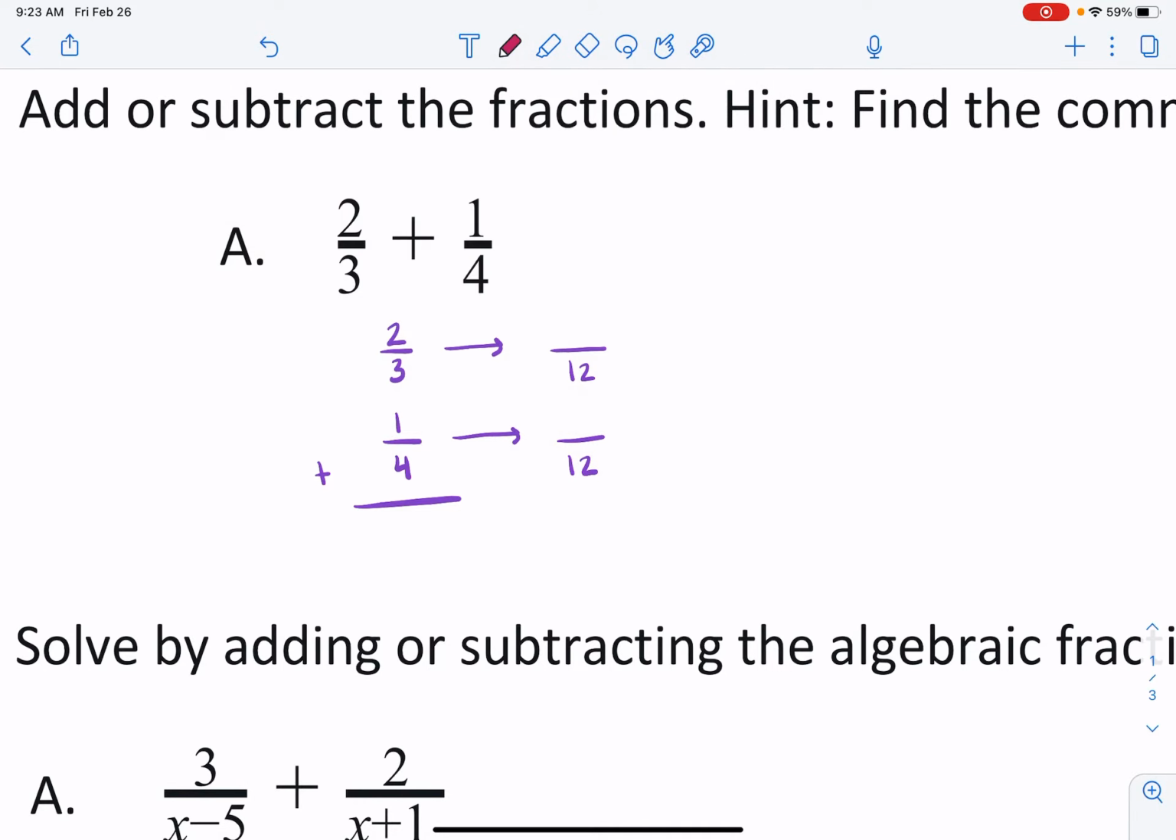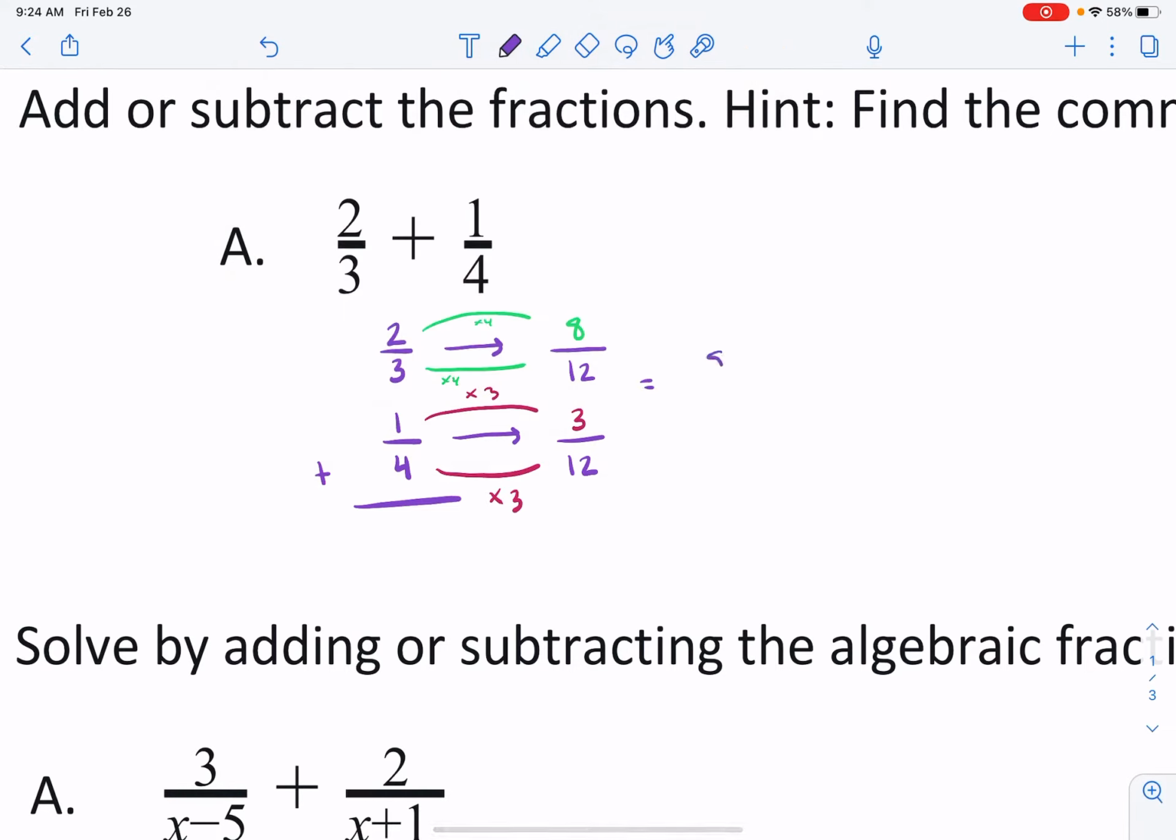And when I think about, well, how do I get from 4 to 12? That's by multiplying by 3. So then you do that same thing to the top. You times by 3. 1 times 3 is 3. Same thing here. How do I get from 3 to 12? Well, I times by 4. So I'll do that to the top. I'll times by 4. So 2 times 4 is 8.